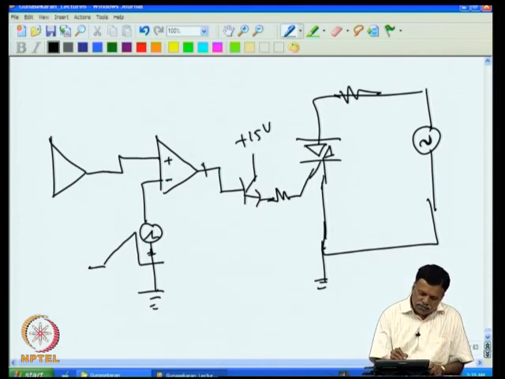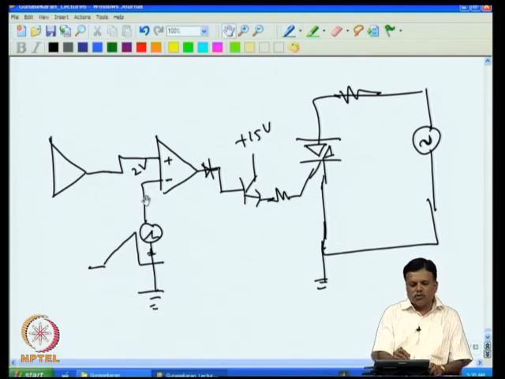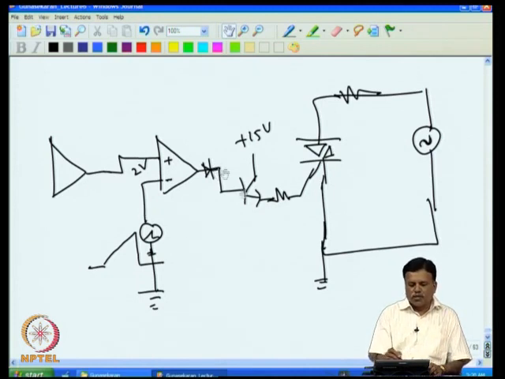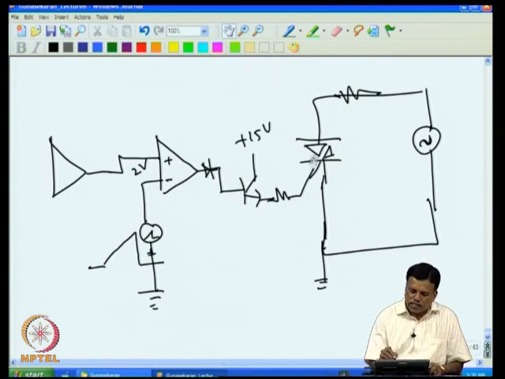If the error voltage is, say, 2 volt, only when the sawtooth wave goes more than 2 will the output go minus. So until the sawtooth reaches 2 volt, output will be high. If this voltage is 3, then the output will be high until this reaches 3 volt. That means the more the voltage, the longer this will be high. If this is high, automatically this will be high, and this is switched on and the MOSFET will be on.